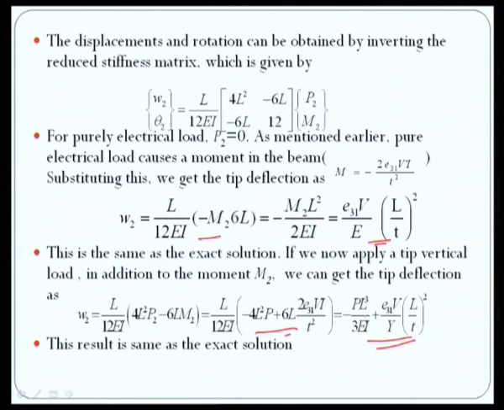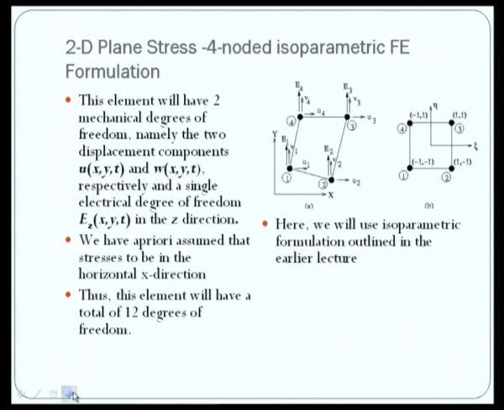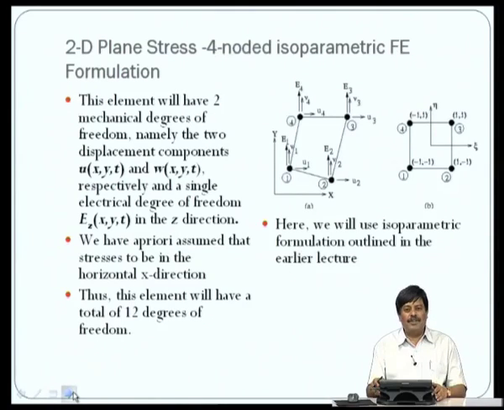So what we have seen here is that what we derived from the exact solution we are able to reproduce exactly with the finite element solution. Next, let us see whether we can do a much more sophisticated element formulation, that is, the 2-dimensional 4-noded isoparametric finite element formulation.